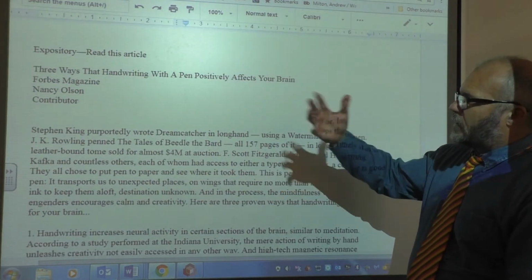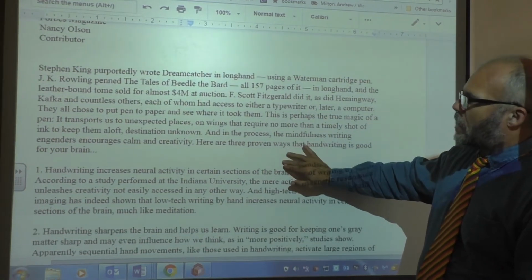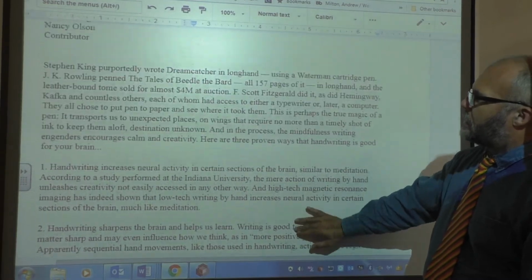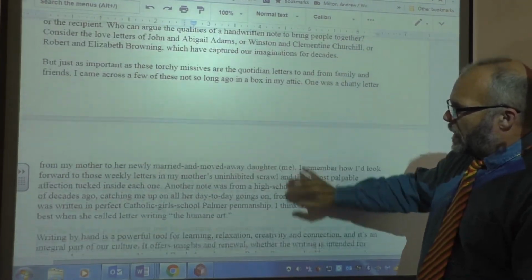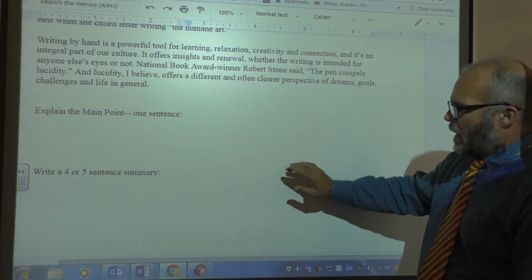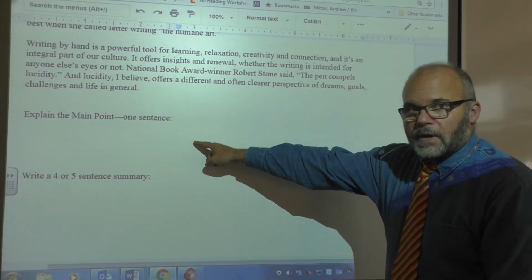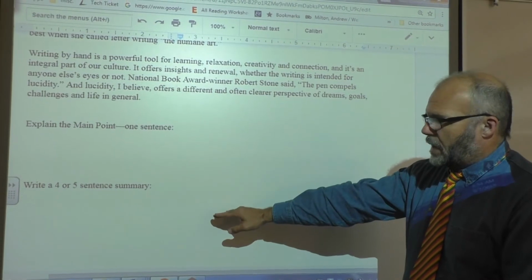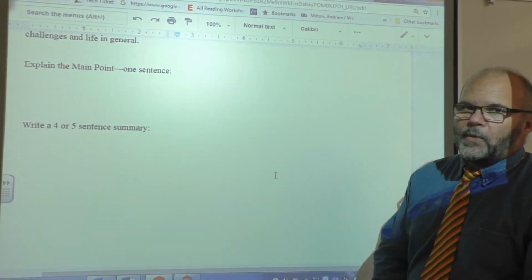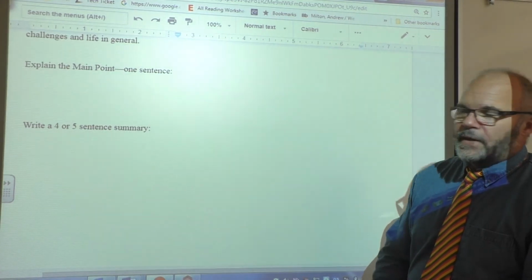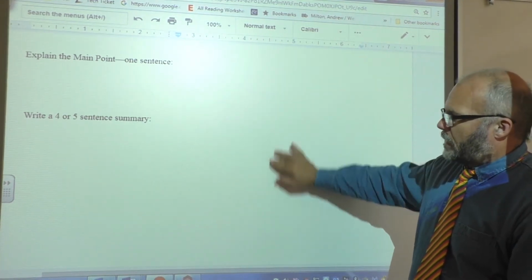Then we have back to expository again. We have another article about, in this case, handwriting, why it's important for you. You can read that, and the purpose being that you're going to, again, identify the main point, and then write a short summary of that article. We're practicing main points and summarizing. We can't do that enough, so they've got the spots right there to do that.